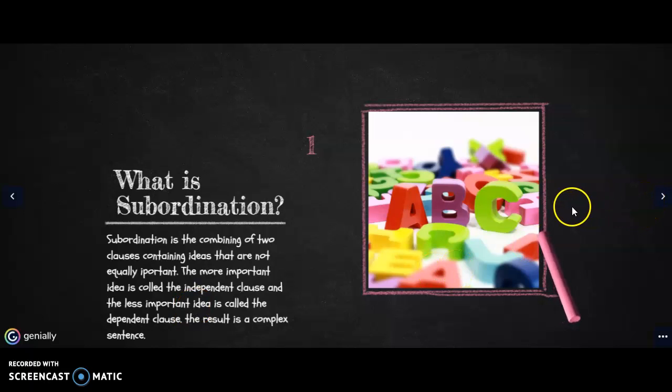In coordination, you use certain connecting words called coordinating conjunctions or adverbial conjunctions to combine ideas. In subordination, you use two different sets of connecting words: subordinating conjunctions and relative pronouns.